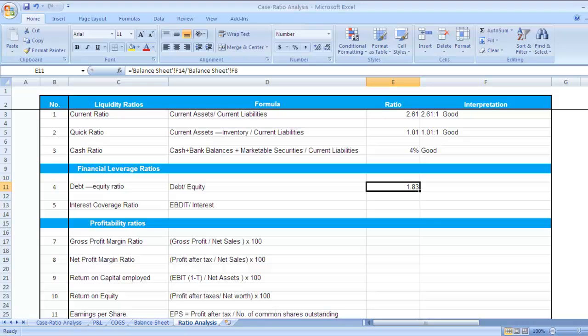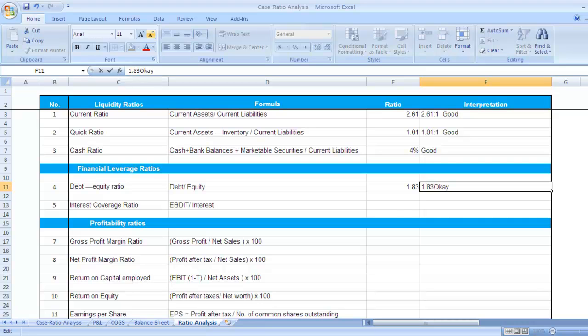I would suggest for manufacturing companies, sometimes the amount is invested basically in fixed assets or gross block. So in that case, a company is leveraged. So this I would put okay, not great or good. So 1.83, or we can put it as 1.83 to 1. So interpretation is okay.